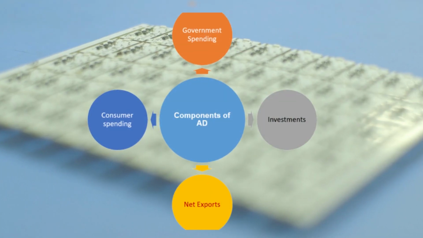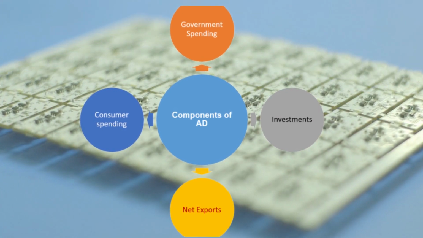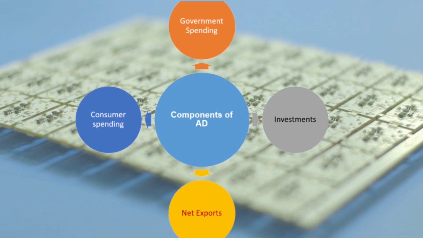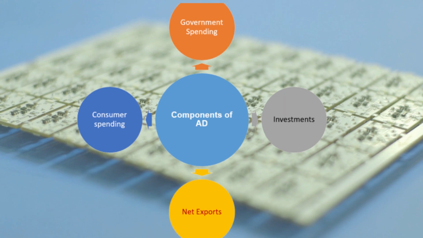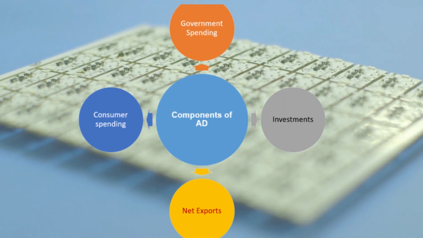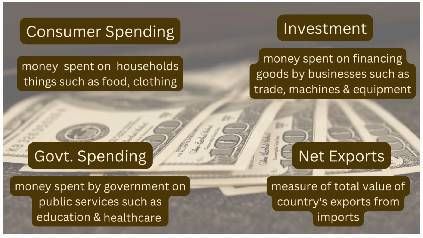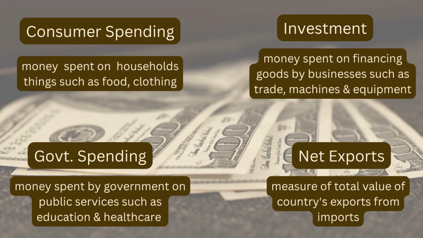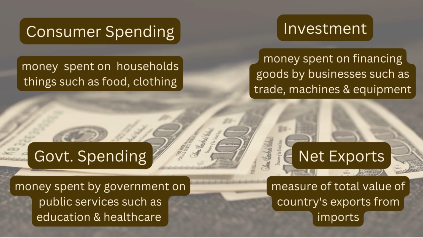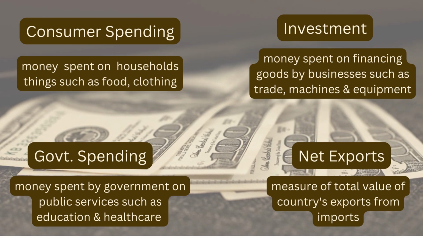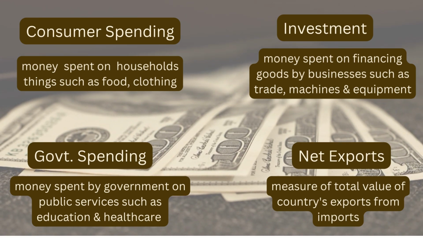The components of aggregate demand are classified as four major factors, including consumer spending, investment, government spending, and net exports. Consumer spending refers to the amount of money that households spend on goods and services, such as food, clothing, housing, and entertainment. Consumer spending is influenced by factors such as income, wealth, and consumer confidence.